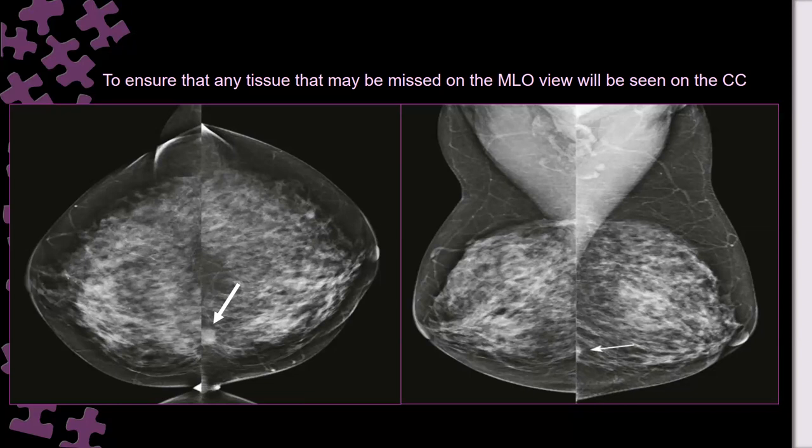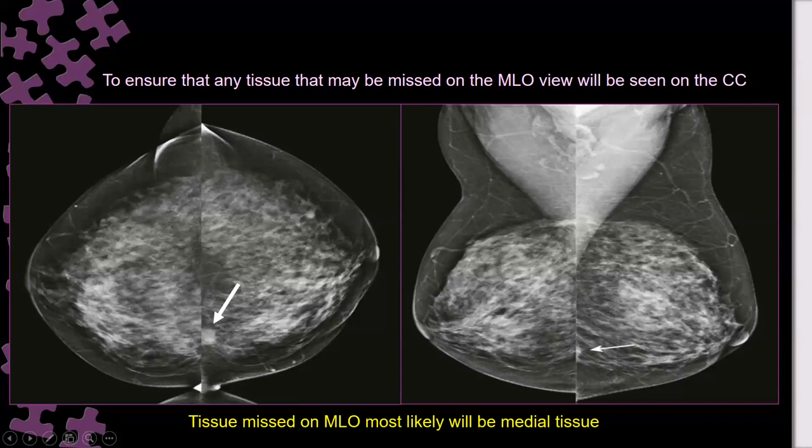Usually it is outside of the field of MLO technique or MLO view. And that is why here, only in retrospect, you can appreciate a tiny part of it on the MLO. Especially, it is not an adequate mammogram because the length of the pectoralis is a little bit short.